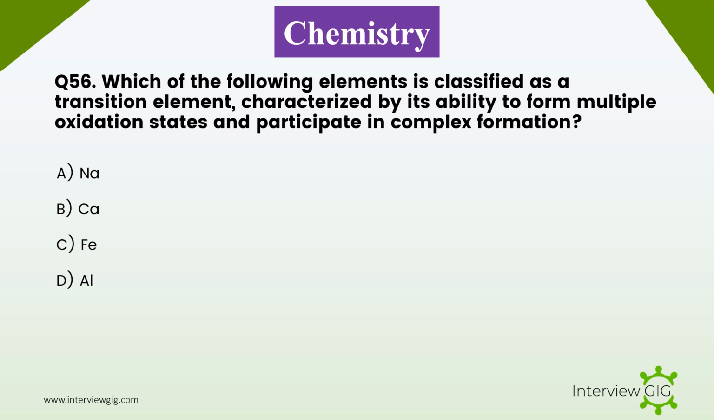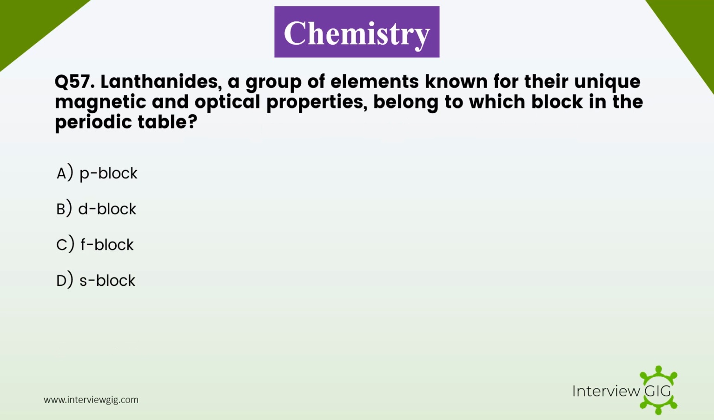Which of the following elements is classified as a transition element, characterized by its ability to form multiple oxidation states and participate in complex formation? A. Na. B. Ca. C. Fe. D. Al. Answer C. Fe. Next question.